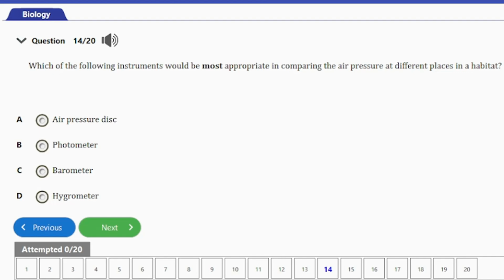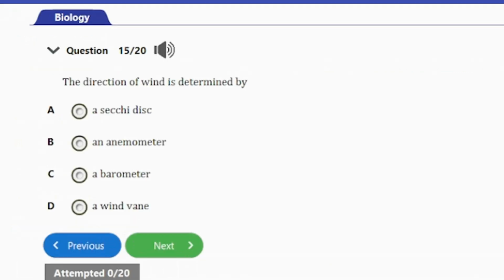The barometer is an instrument that is used to measure atmospheric pressure, and it can be used to forecast short-term changes in the weather, to determine altitude, and help create surface weather analysis maps. So guys, it's actually the most appropriate in comparing the air pressure at different places in a habitat. So that's option C here. So let's consider the next question, guys.